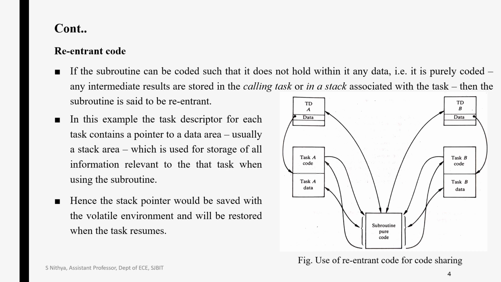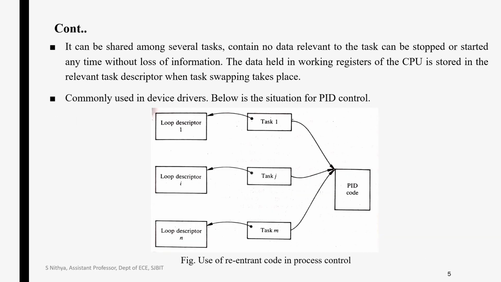In this example, the task descriptor for each task contains a pointer to the data area, usually a task area, which is used for storage of all the information relevant to that task when using a subroutine. Hence, a start pointer would be saved with the volatile environment and restored when the task resumes. So it can be shared among several tasks, and since it contains no data relevant to a task, it can be stopped or started anytime without loss of information. The data held in the working registers of the CPU is stored in the relevant task descriptor when task swapping takes place.